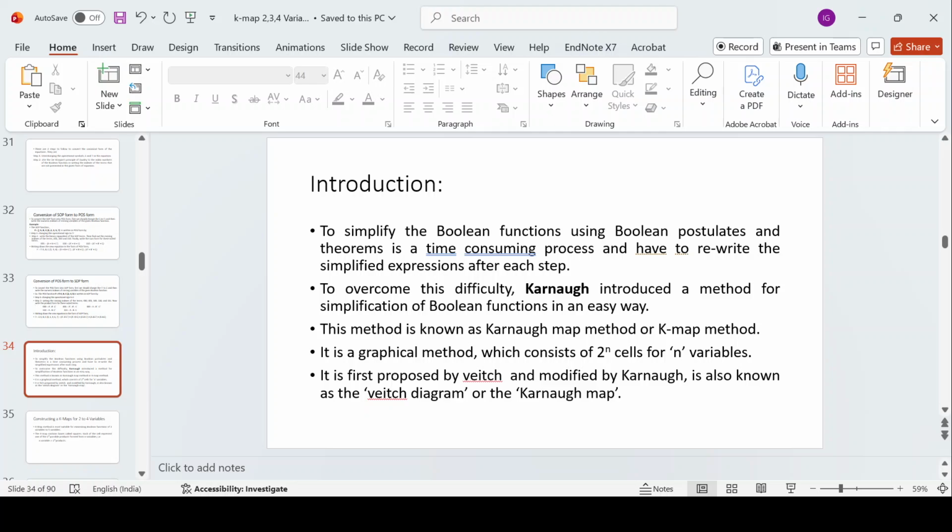The Karnaugh map, we can simply say K map, is mainly used to simplify Boolean functions with the help of Boolean postulates and theorems. Why are we going to the Karnaugh map? Because if we use the given Boolean function and convert it into a logic diagram, we need more OR gates and AND gates.